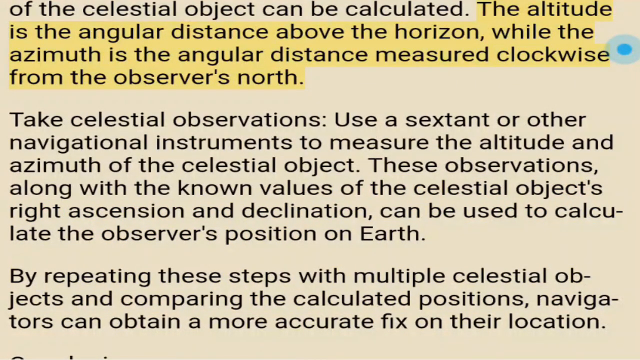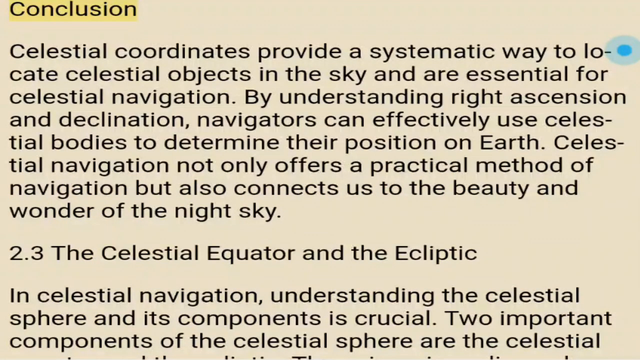The altitude is the angular distance above the horizon, while the azimuth is the angular distance measured clockwise from the observer's north. Take celestial observations. Use a sextant or other navigational instruments to measure the altitude and azimuth of the celestial object. These observations, along with the known values of the celestial object's right ascension and declination, can be used to calculate the observer's position on Earth. By repeating these steps with multiple celestial objects and comparing the calculated positions, navigators can obtain a more accurate fix on their location. Conclusion.